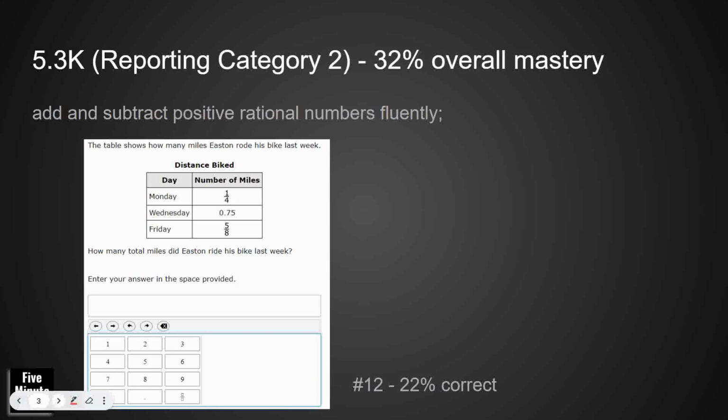So, the lowest performance readiness standard for this year, 2024, is 5.3K, which is in reporting category 2, 32% overall mastery. It was just one item, number 12, but you see it was text entry. There was no ABCD. We just had to use the equation editor to enter in the answer. We had only 22% correct. We had to add and subtract rational numbers fluently. And you notice here we've got a decimal, and then I've got two fractions. So that's something that's a little bit new for some of our students. Might have thrown them off.